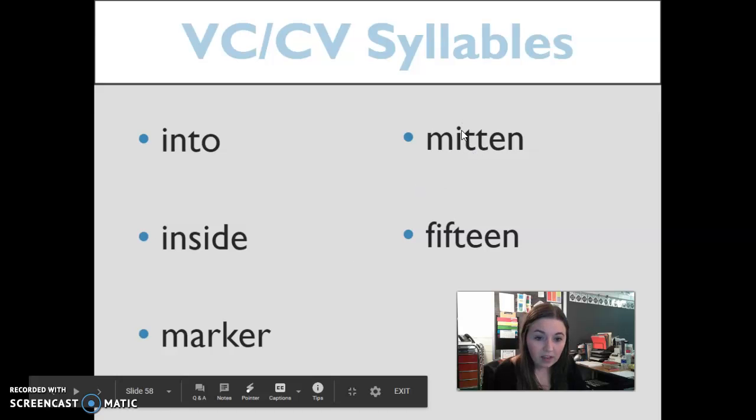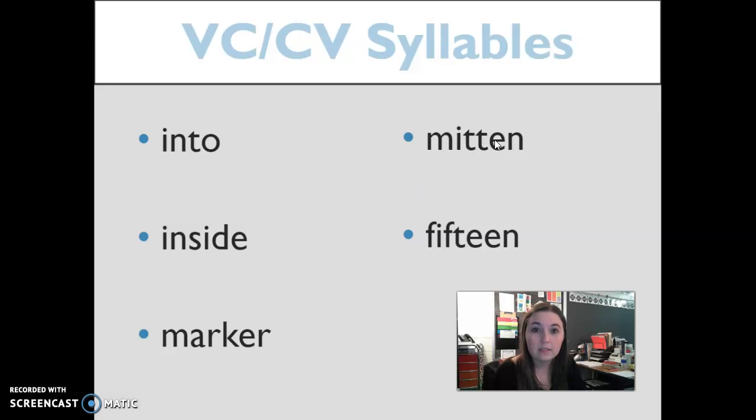Ready? I have a vowel, consonant, consonant, vowel. Where am I going to chop him? In between those twin T's. I'm going to chop him in half. Ready? It, mit, mit, t-en, ten, mitten.